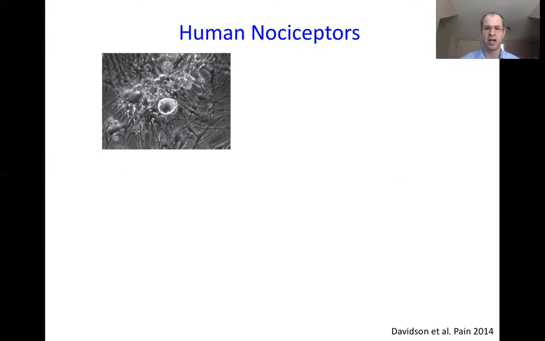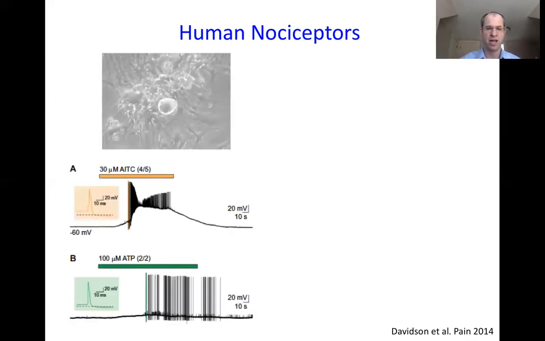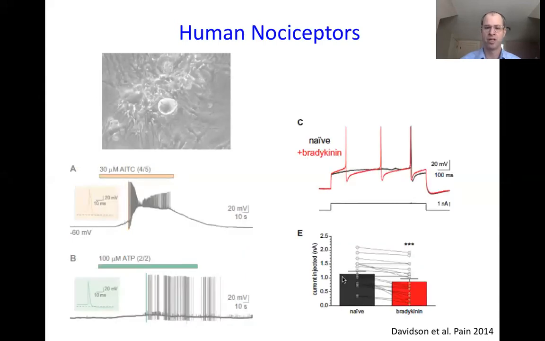And so there's been some exciting work from several groups now that have taken postmortem human nociceptors and done these same types of patch clamp recordings and really shown that the human nociceptors behave quite similarly to the mouse nociceptors in that they respond to these different agonists like mustard oil and ATP, activating purinergic receptors, as I described earlier. These human nociceptors also sensitize to inflammatory mediators as a model of peripheral sensitization.